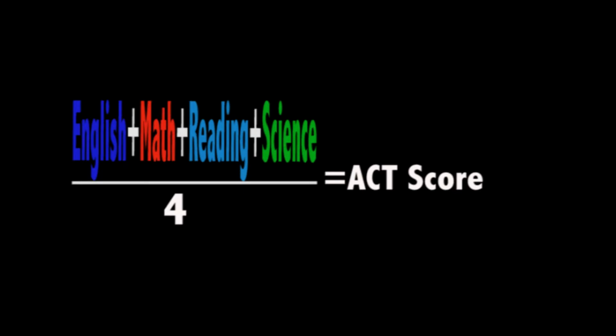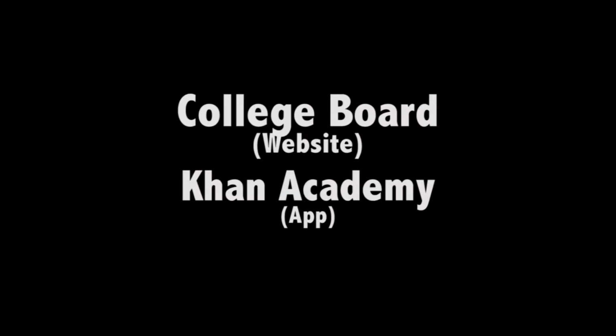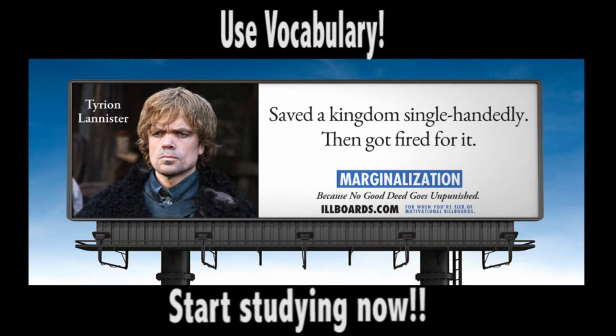Unlike the SAT, the ACT focuses on a 36-point score system, and the average scores will fall around 20 to 21. If extra help is needed, College Board and Khan Academy have programs to help you. Here's a vocab word to help you get started in your studying.